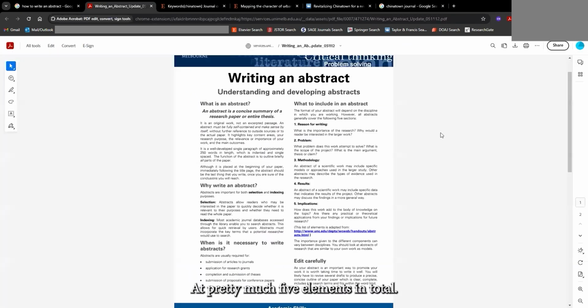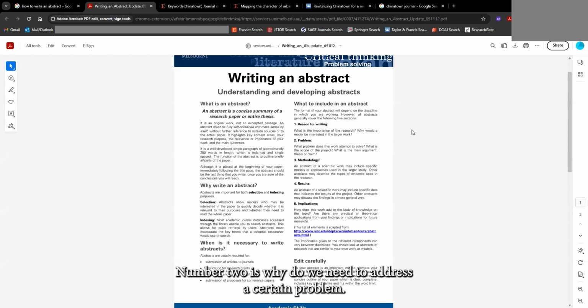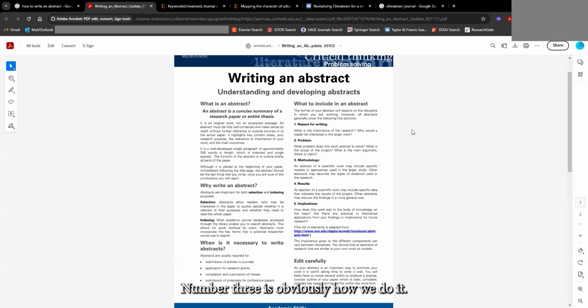You should be looking at pretty much 5 elements in total. The 5 elements include reasons for your writing, which you can also call the context. Number 2 is why do we need to address a certain problem? Number 3 is obviously how we do it, so the methodology, and then the results or the outcome, and then the implications of how your research can contribute to the body of knowledge on the current topic.